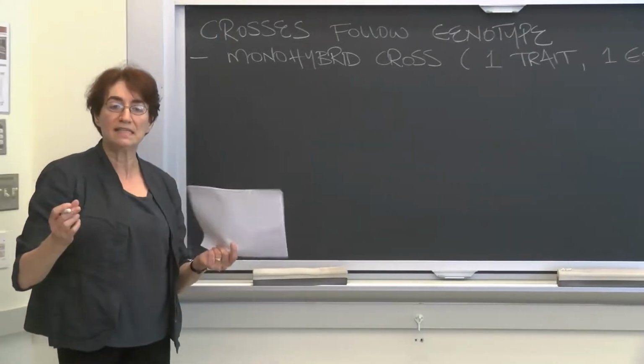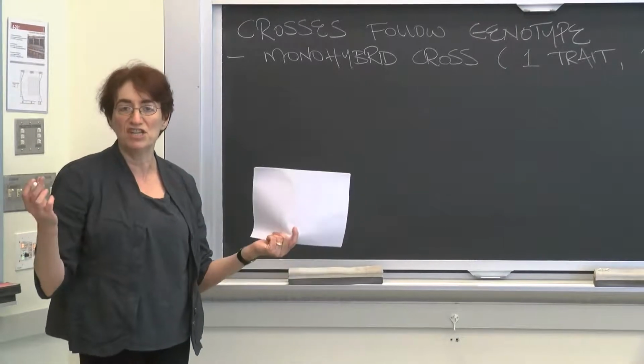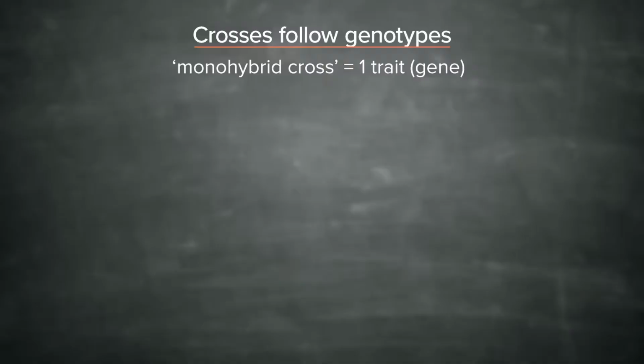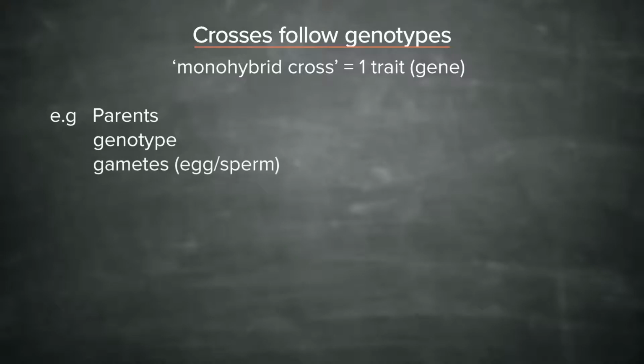And we can write down this genetic cross in the following way. We'll write the parents, we'll write the genotype, we'll write what gametes they are going to form, and then we'll write what the first generation offspring are going to look like. So we're going to do a theoretical breeding experiment here.